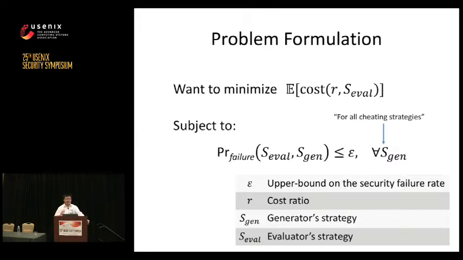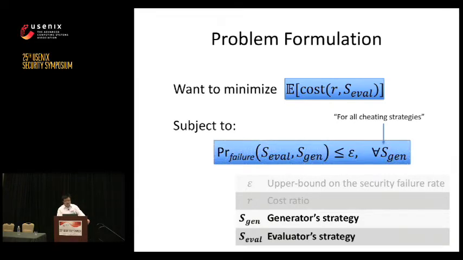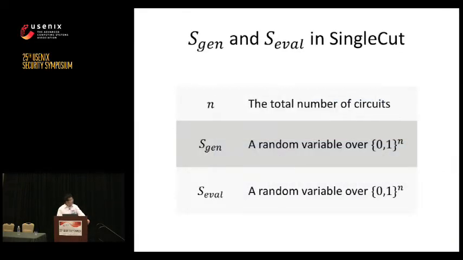Next, we will instantiate this abstract formulation in the context of SingleCut protocols. We will first explain what S_gen and S_eval are at the start. Then we'll look at how to calculate this expected cost, and finally explain how to instantiate the security constraint. Now let's look at S_gen and S_eval first.